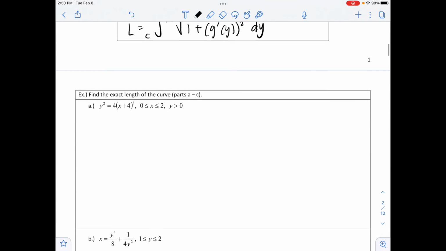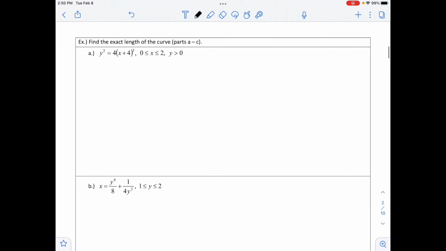So the examples on the next page say find the exact length, so we will be integrating, not using the sum notation. So find the exact length of the curve. And this is going to be for parts A through C. So part A says y squared equals 4 times x plus 4 to the third. X is in between 0 and 2, and y is greater than 0.